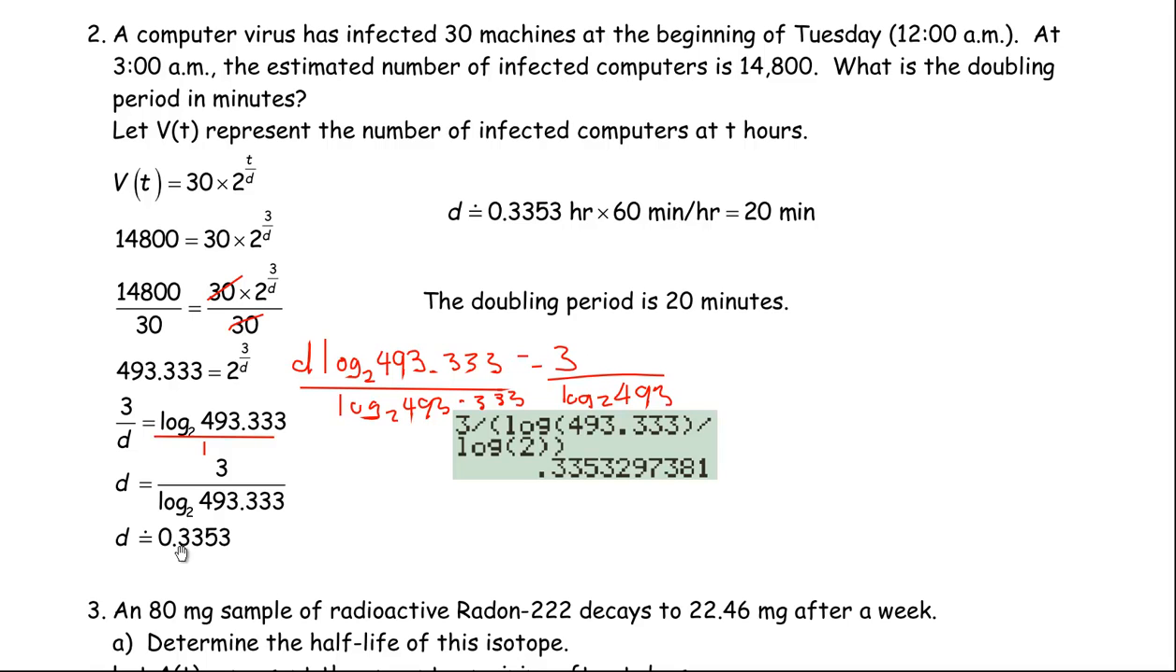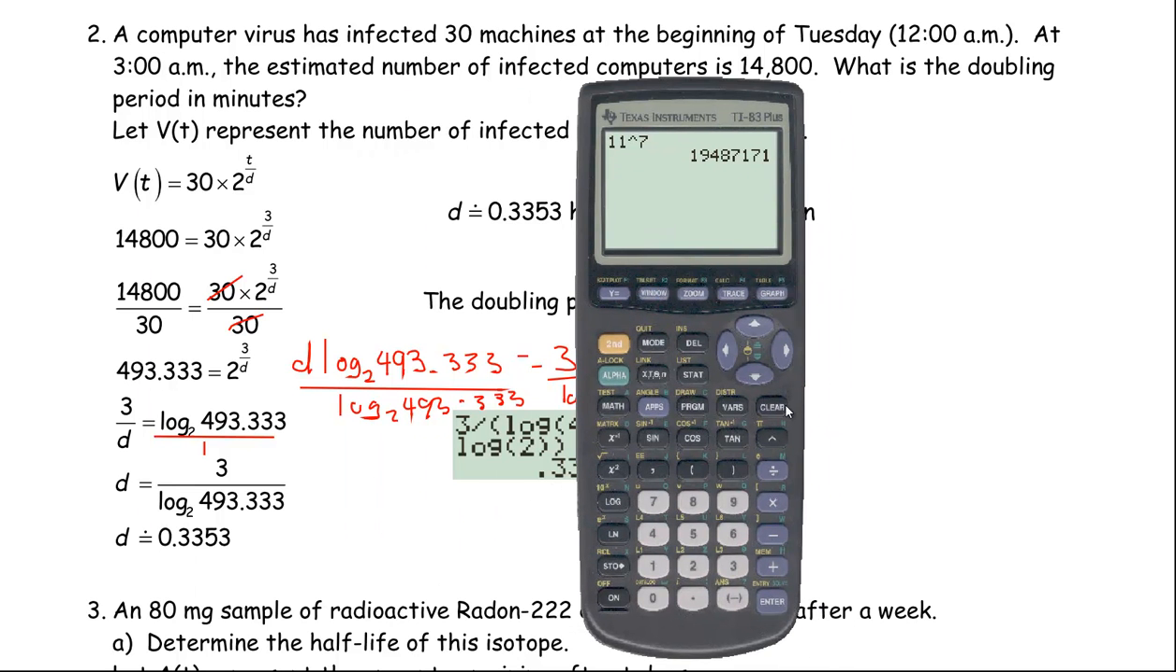And so d works out to, and I've shown my calculation here. The way you evaluate the logarithm of 493.333 base 2 is if you have a calculator that just does base 10, you go the logarithm of 493.333 divided by the logarithm of the base. And so that's what the denominator is. So that's where we're dividing into 3. So 3 divided by that last answer, that's where the 0.3353 comes from.